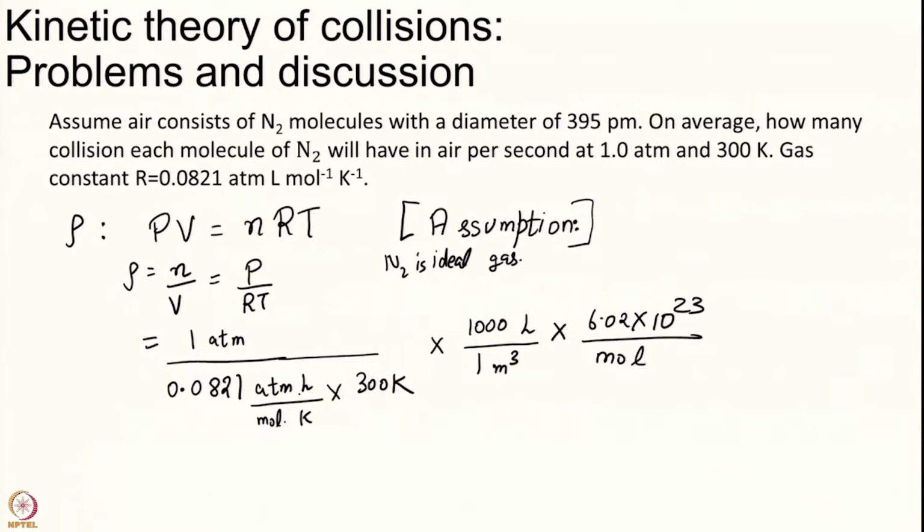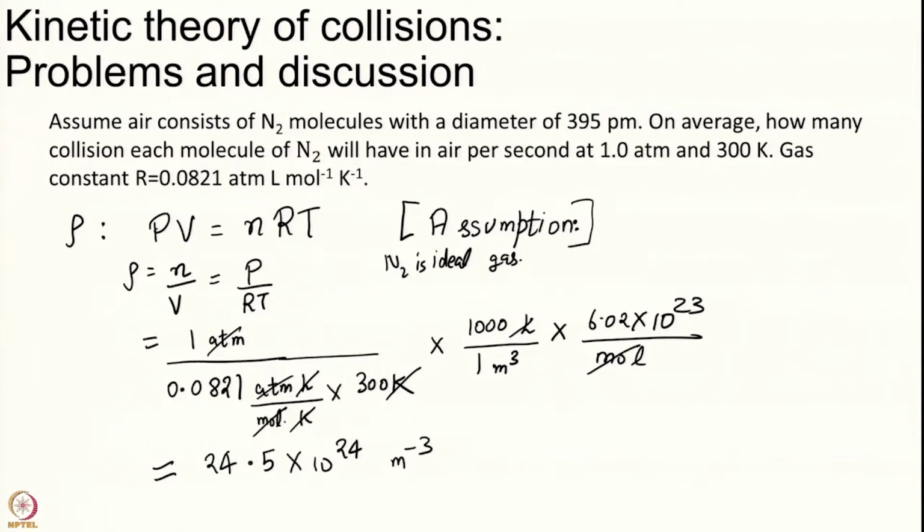Units, pay attention. If you do not practice, you will not get these right. Liter cancels with liter, mole cancels with mole, Kelvin cancels with Kelvin, atmosphere also cancels, and everything else is just plugging it into a calculator, which gives me 24.5 into 10 to the power of 24 per meter cube. Make sure that my numbers are right. I am punching them myself on a calculator, and there is certainly a chance that I have made a mistake. So, it is upon you to make sure that these numbers are correct.